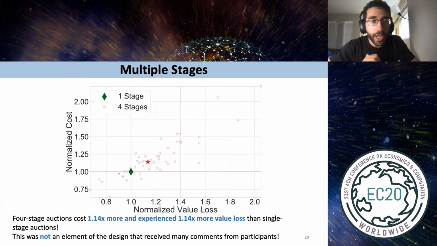What we found was that these 4-stage auctions were actually 1.14 times more costly and experienced 1.14 times more value loss than single-stage auctions. And this was surprising because, unlike the previous question that I've showed you, we couldn't find pictures of people lobbying to try and make the claim that this was sort of a part of the auction design that more focus needed to be thought about. This is really an innocuous seeming part of the design, where after running these simulations, we suddenly realized that actually there are some potentially big losses here.